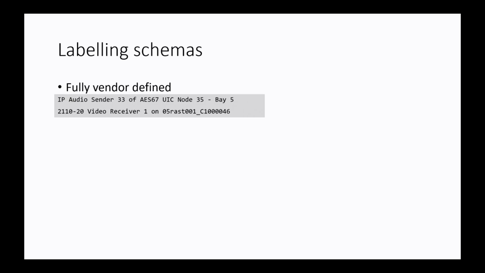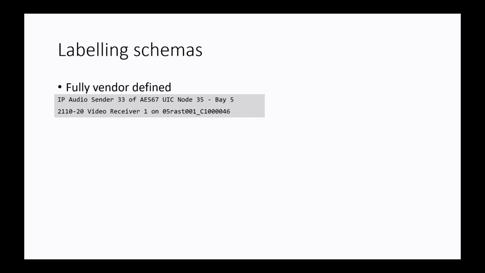So here are some examples of senders or receivers that are fully defined by the vendor. What does the first one mean? It means nothing. I can't work out what that really means unless I've got a lot of knowledge of the device that's sending it. And in that particular case, that label isn't unique. It might change if I reconfigure that device.